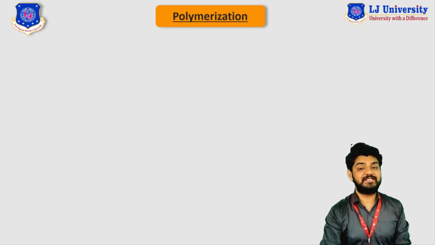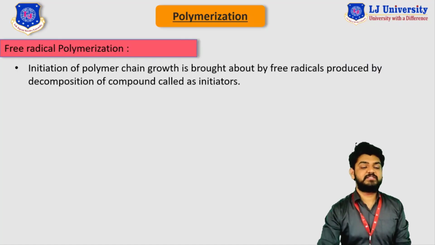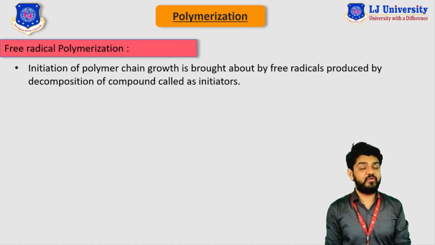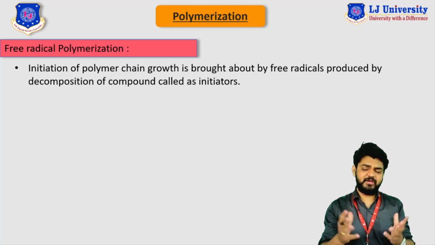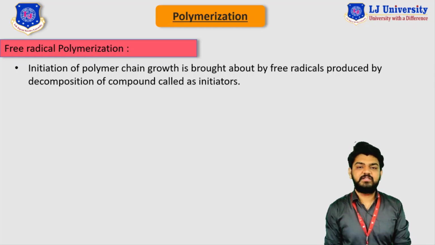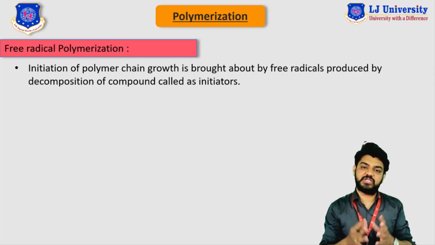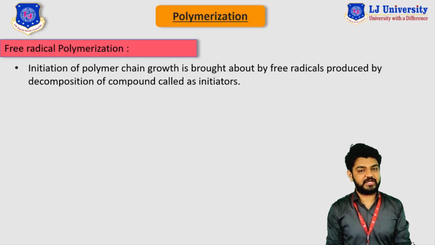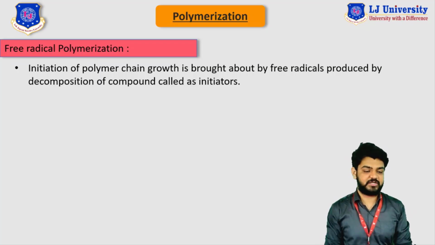So now, as you can see on the screen, this free radical polymerization involves three steps. The first one is known as the initiation. Then comes the propagation, and lastly we have termination.